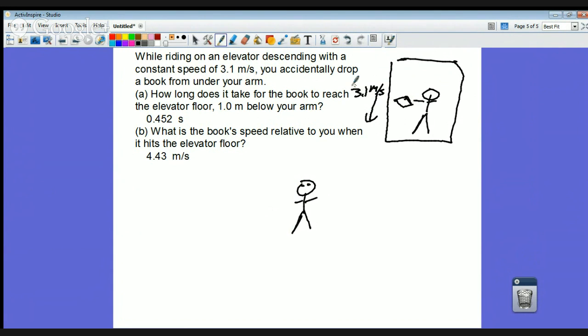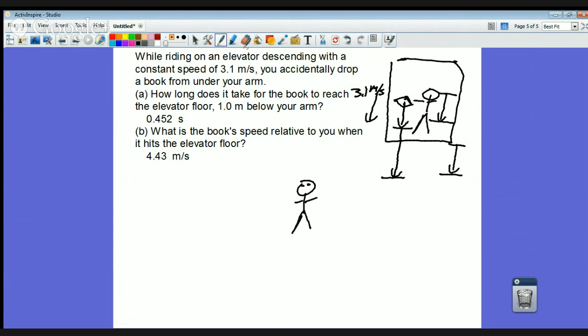So let's say, well, we know the answer is about half a second for this book to fall. In the half a second it takes for the book to fall, the guy on the ground is going to see the elevator move down, and the amount it's going to move down is 3.1 meters per second times 0.452 seconds. He's going to see you move down that far as well. He's going to see the book move down that far, plus some more because it's been accelerating. So the acceleration part is giving you a little bit extra.